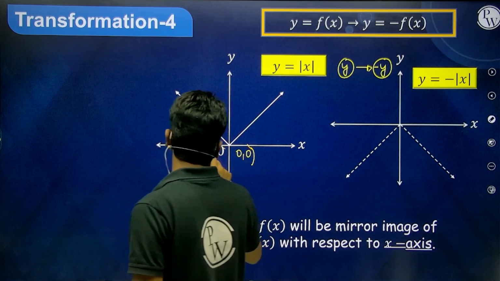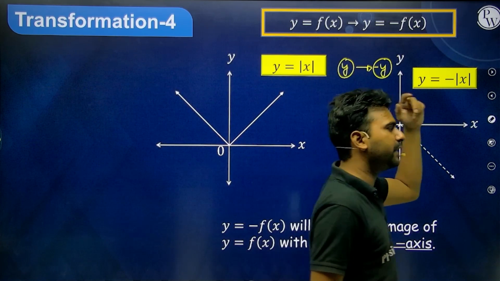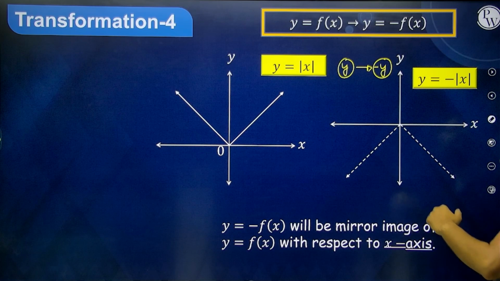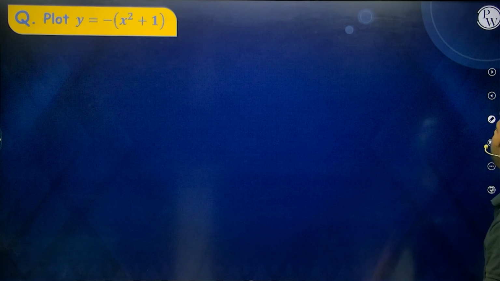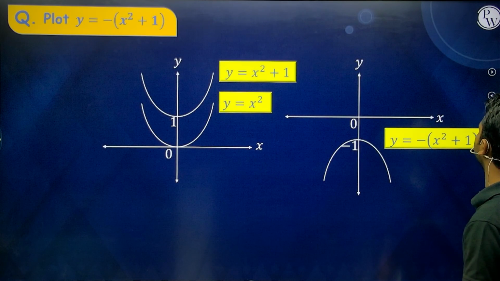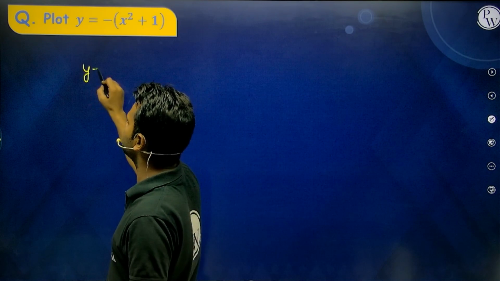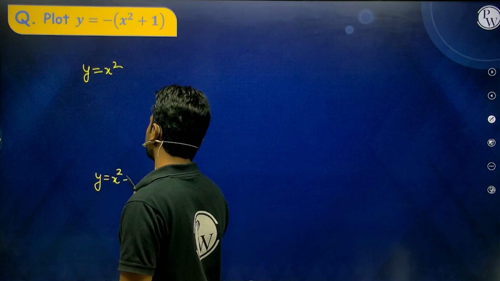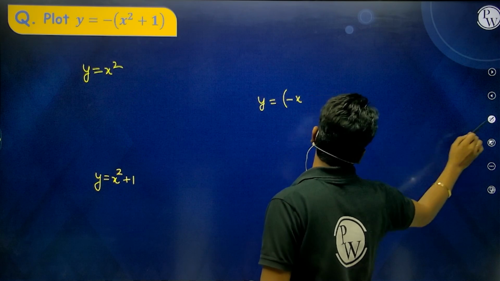Understood? So whenever x has been replaced by -x, mirror image is taken about y-axis, and whenever y has been replaced by -y, mirror image is taken about the x-axis. Right? Okay, let's say we want to draw the graph of this particular expression. Now I hope that you are aware that y equal to x square can be drawn how? With the help of this, you guys can draw this graph, and with the help of this, I think you can definitely draw this graph now.